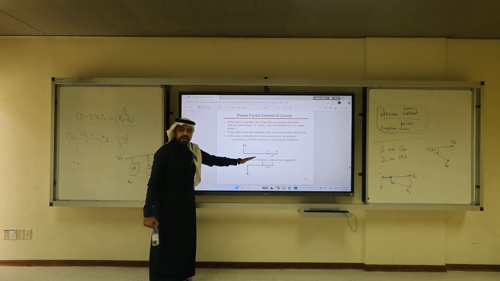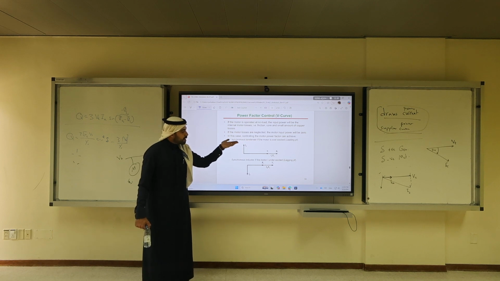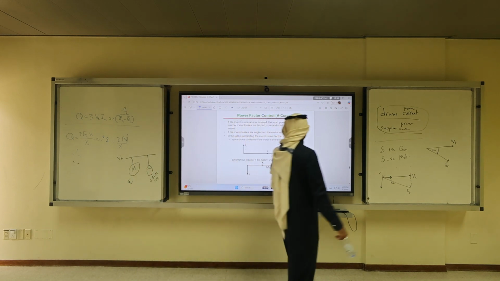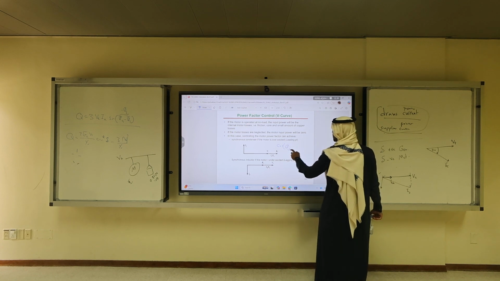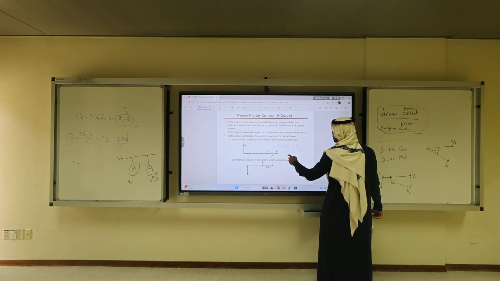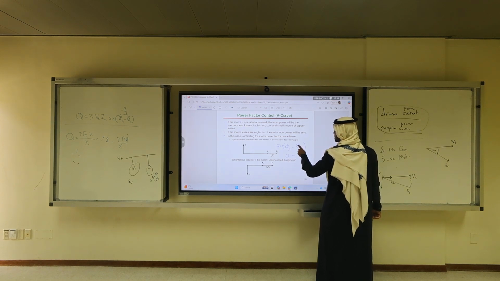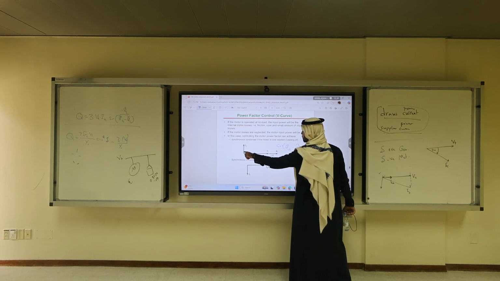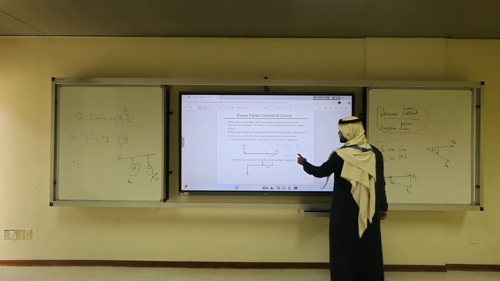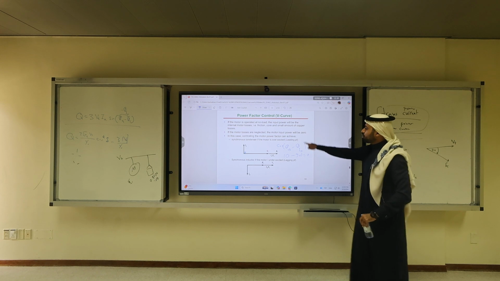The current is lagging my VT by what? 90 degrees. Question in the exam: what is the power factor of a synchronous condenser? Apply the formula: cosine of theta VT minus theta IA. What is theta of VT? 0. What is theta of IA? Plus 90. So minus 90. What is cosine 90? 0. So that's a 0 leading power factor.